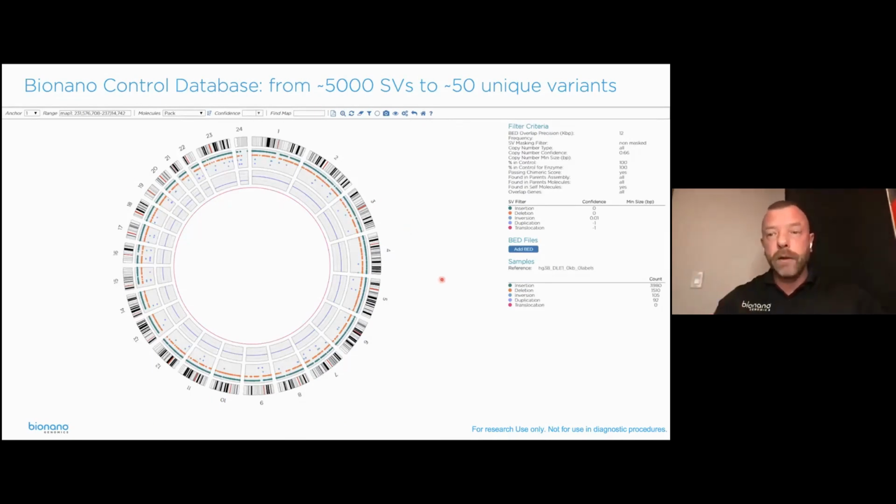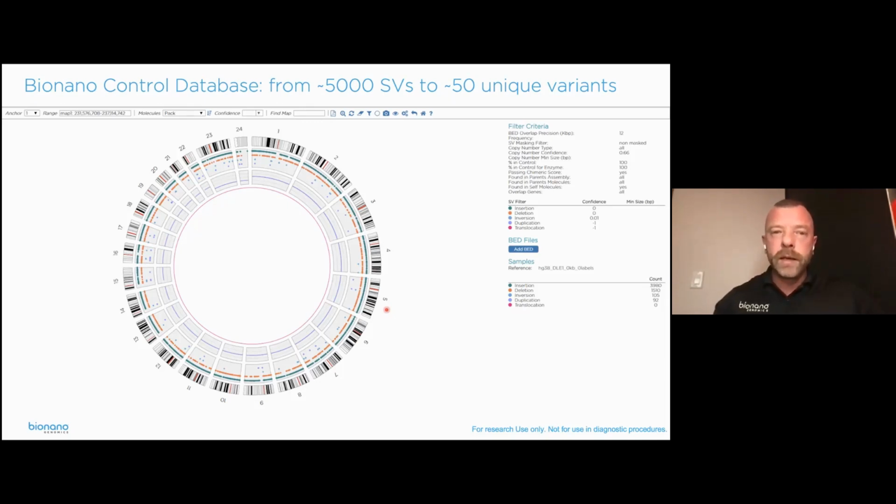This could be my genome, say, and we call a total of about 5,000 or so structural variants, a little more than that, 5,600 here. And if you look at the circus plot, it's mostly the green and the orange dots. Those are insertions and deletions. We see no translocations in a human genome without any major genetic abnormalities.